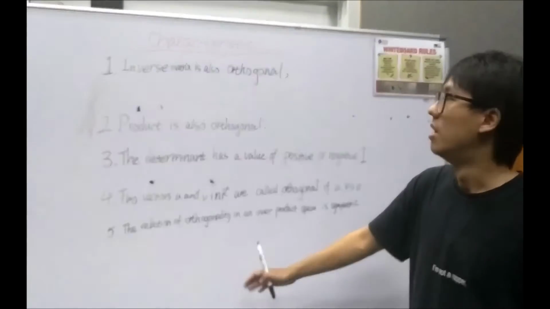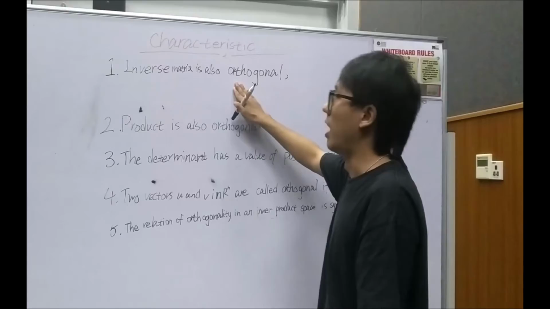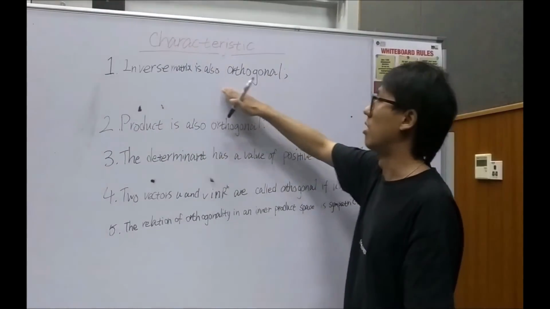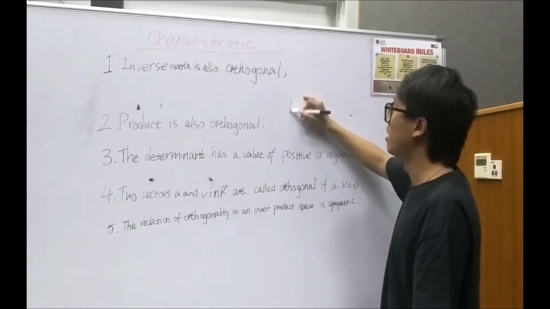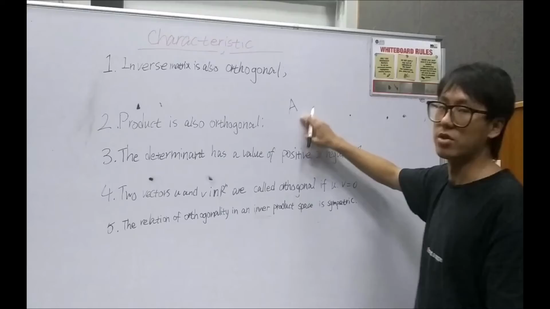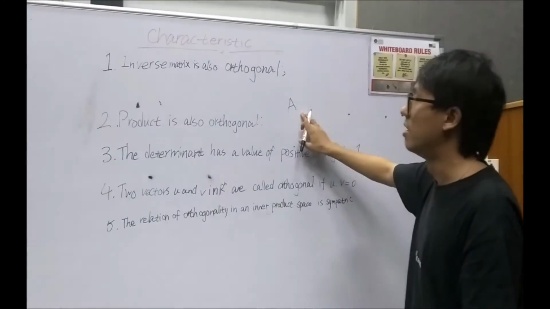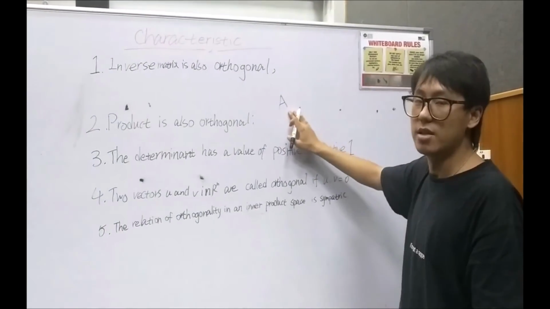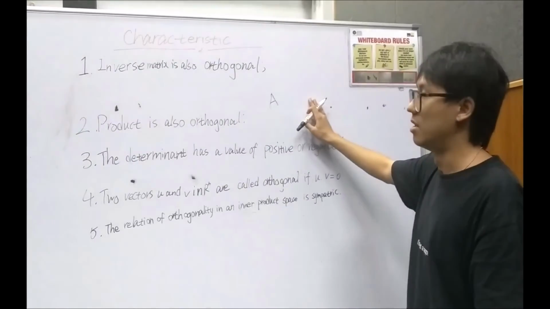Hello guys, and then we talk about characteristics. The first one is the inverse matrix is also orthogonal. It means if A is an orthogonal matrix and we take the inverse of A, then the inverse of A is also an orthogonal matrix.